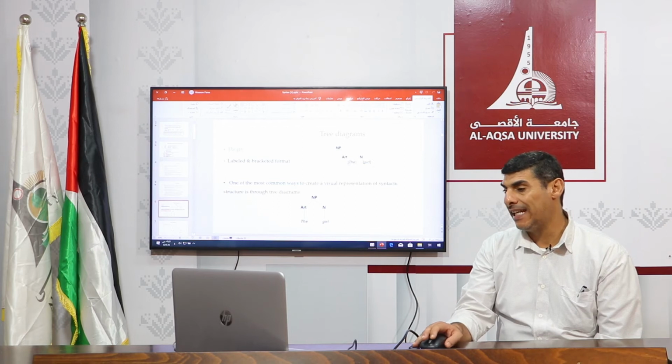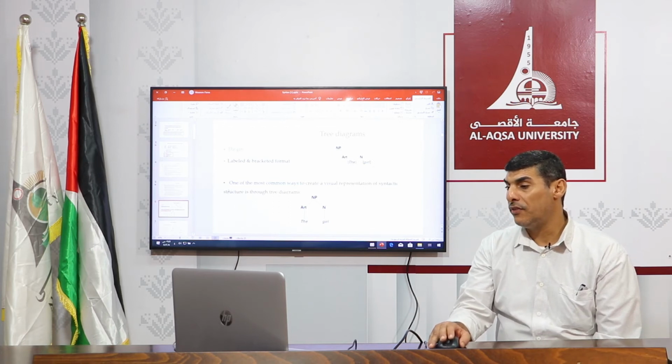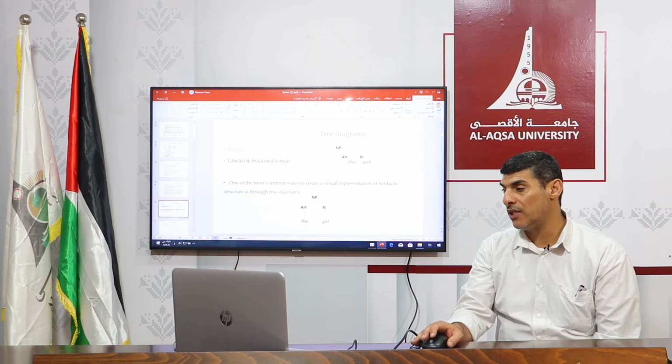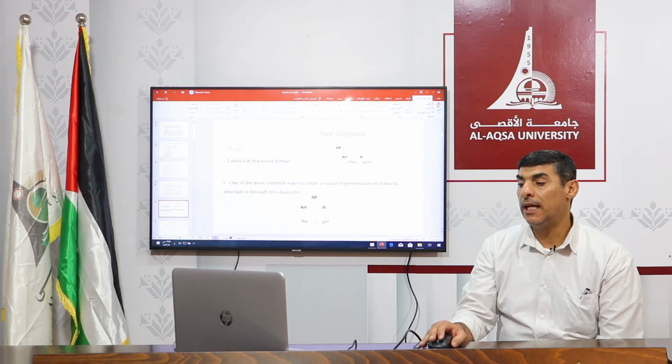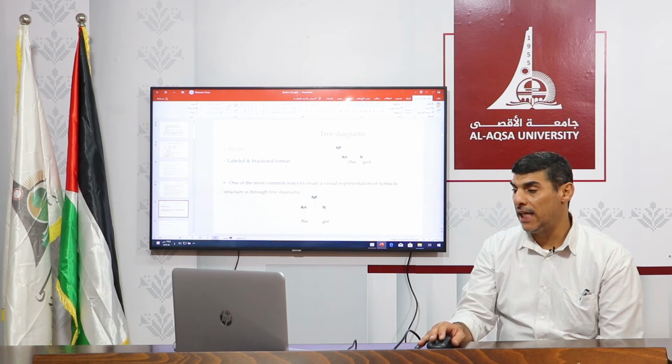So the girl. One of the most common ways to create a visual representation of syntactic structure is through tree diagrams. So this is the noun phrase. We have two rows. We have the article and then we have the noun. So we have the girl. If we say the little girl, then we have another row that is adjective. So it would be the little girl or the beautiful girl, okay?